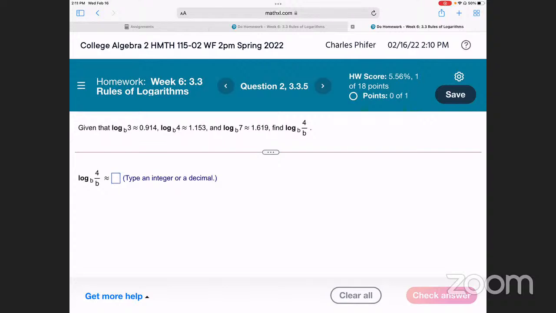Given that log base b of 3 is this, and log base b of 4 is this, and log base b of 7 is this, we're asked to find log base b of 4 over b.